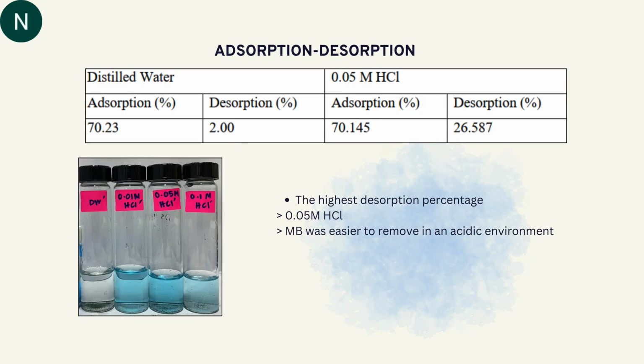For the next parameter, which is adsorption-desorption, it was carried out by using different concentrations of hydrochloric acid and distilled water. It was conducted by using 0.01 molar HCl, 0.05 molar HCl, 0.1 molar HCl and distilled water. And the highest desorption percentage was determined by 0.05 molar HCl, and the percentage value is 26%, and the MB was easier to remove in an acid environment.